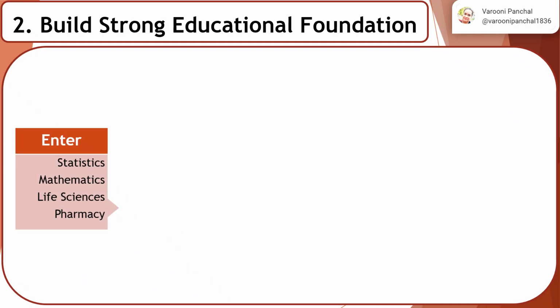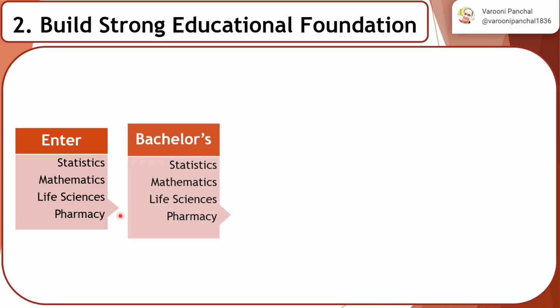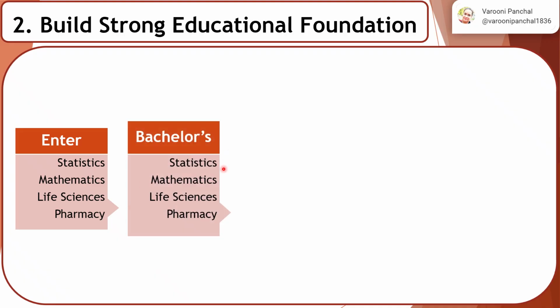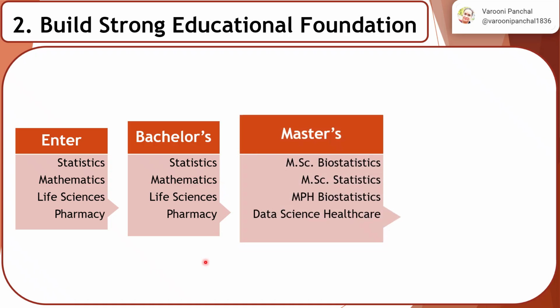Number two, build strong educational foundation. You can enter this specific field by selecting statistics, mathematics, life sciences, or pharmacy stream. You can also do the bachelor's in statistics, mathematics, life sciences, and pharmacy. Also, if you want, you can go ahead and do the masters, but it is highly recommended to do masters in biostatistics or in statistics, MPH, biostatistics and data science, healthcare.